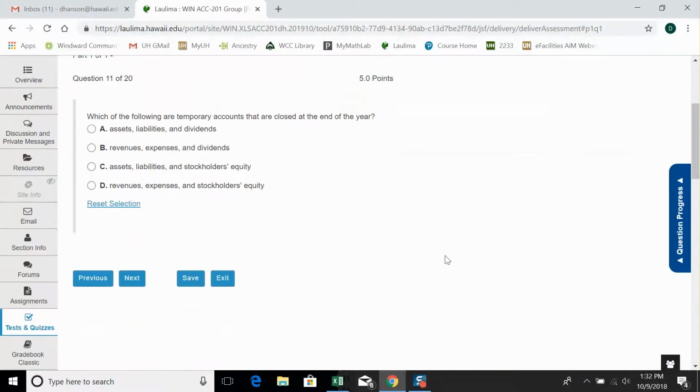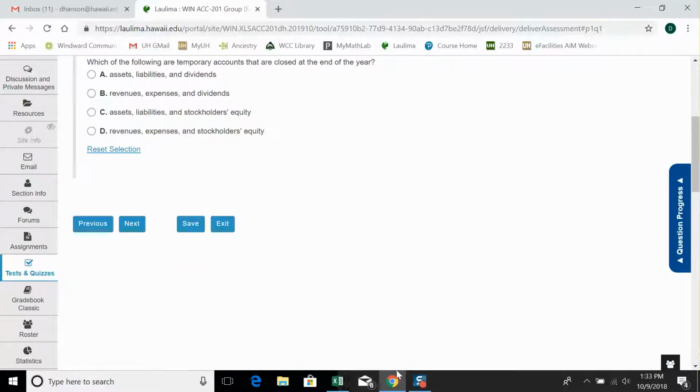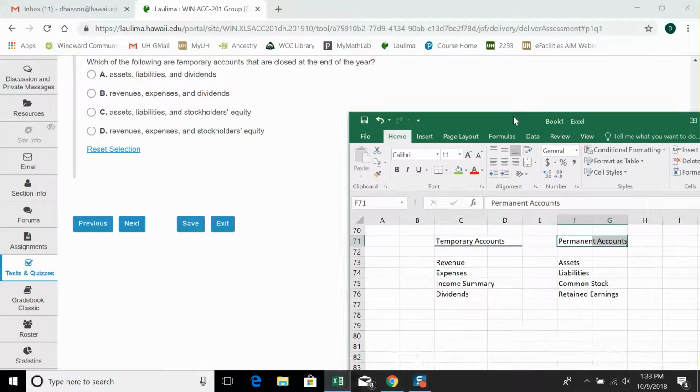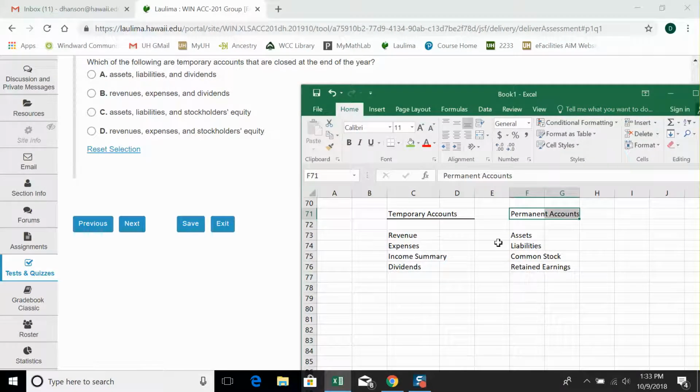Okay, on to the next question. Which of the following are temporary accounts that are closed at the end of the year? Okay, so great. This kind of plays right into the previous question. If you had listed it down in your head, it might look like this. So you got temporary and permanent. So which are temporary accounts that are closed at the end of the year? Well, we know they're not assets, liabilities. Dividends are closed, but assets and liabilities makes this choice wrong because those are permanent accounts. Revenues, expenses, and dividends, those are over here in green. Those are temporary accounts.